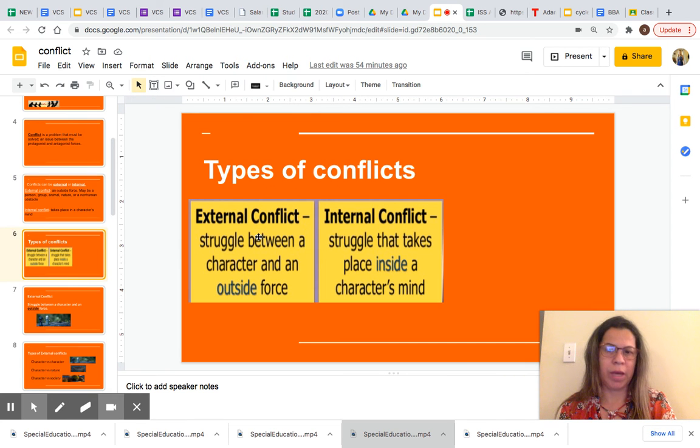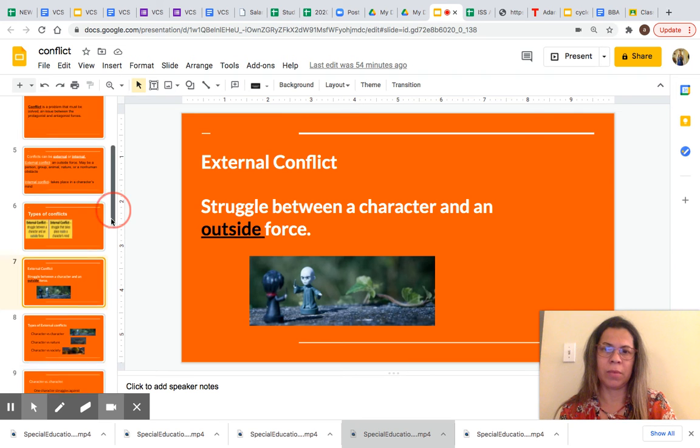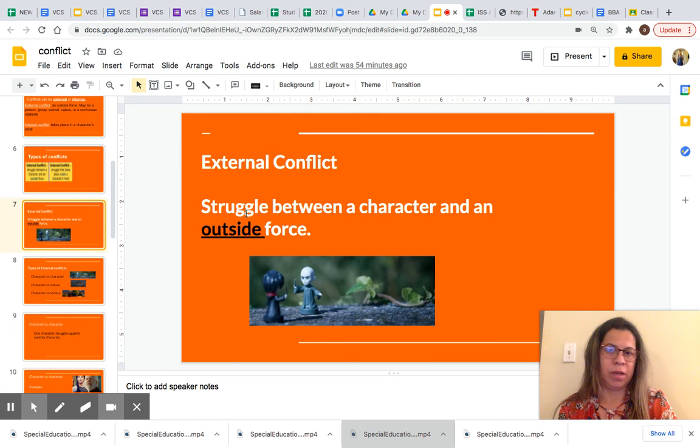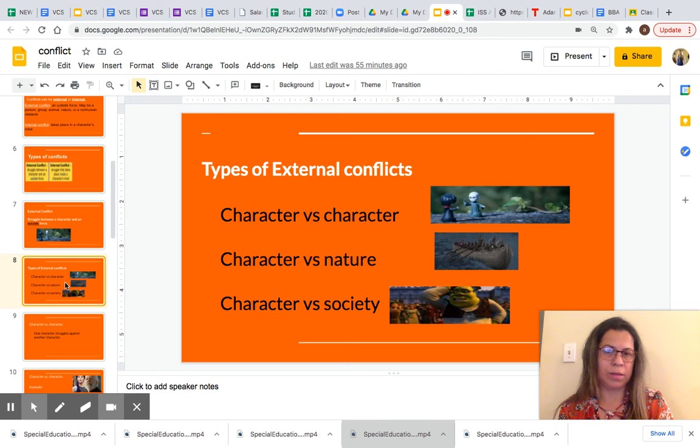Types of conflicts. Let's look at external and internal conflict side by side. External conflict is struggle between a character and an outside force. Internal conflict is struggles that takes place inside a character's mind. External conflict is struggle between a character and an outside force. In this example here, we have a struggle between Harry Potter and Voldemort. Now, we are going to look at different types of conflicts. And then you will be able to see an example of each one of them.